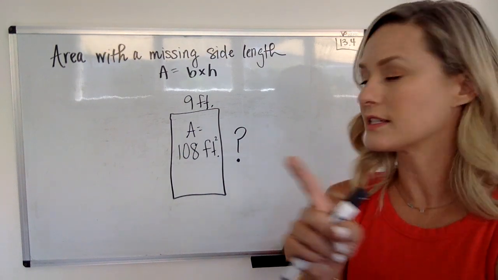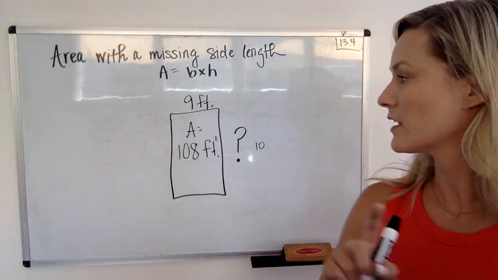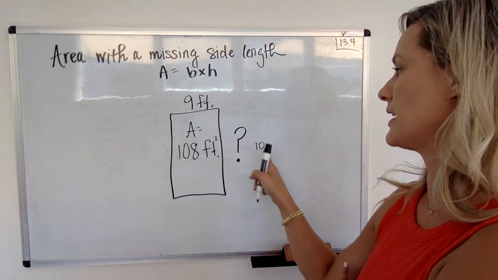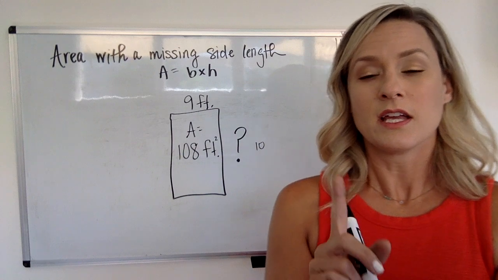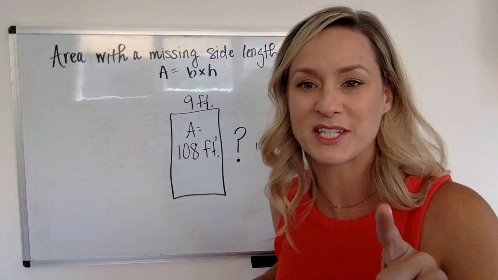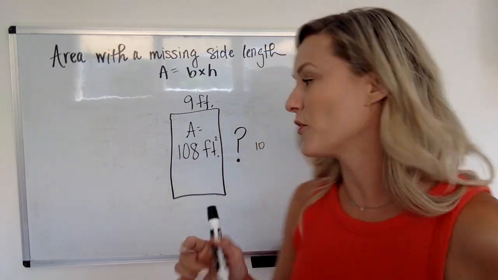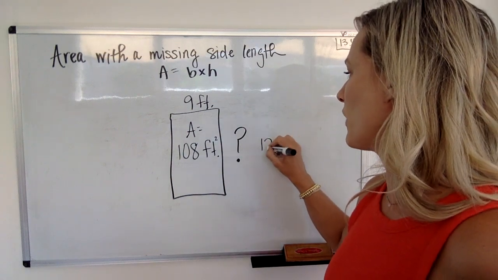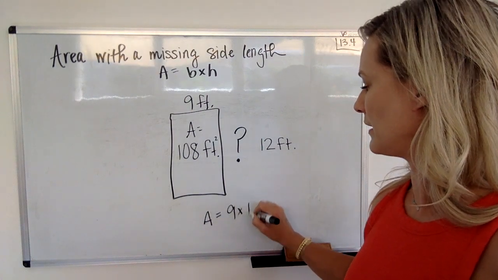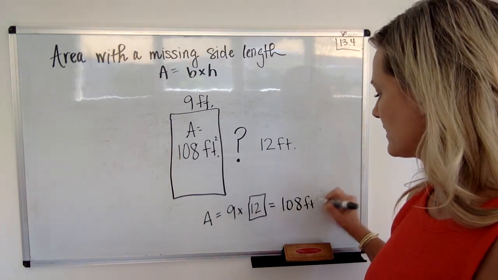Okay, kids, tell me, is this going to be more or less than 10 feet? All right, so you're probably telling me it has to be more because 9 times 10 would be 90, right? What's 9 times 11? 99. And 9 times 12 would be your answer here, right? So we know that the missing side length would be 12 feet because the area is 9 times, we had to figure out that piece right there, 12 would make 108 feet squared.